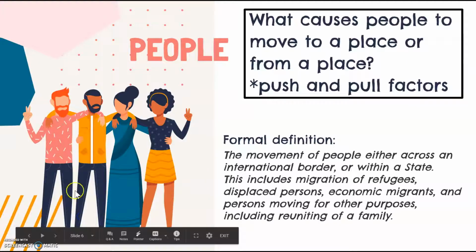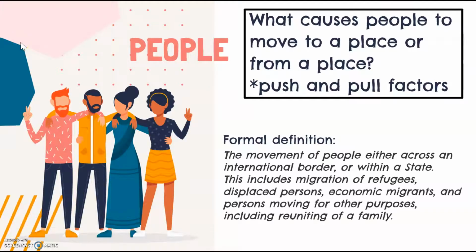Our next concept that we're going to look at is the movement of people. What causes people to move to a place or from a place? We're really going to dig in. This is going to be the biggest part of this unit: the push and pull factors. This will all be connected to the UDHR that we've been using all year. I love that you guys have had a nice background of getting used to that Declaration of Human Rights, because it's really going to set you up for success in understanding why people sometimes choose to move or sometimes are forced to move.